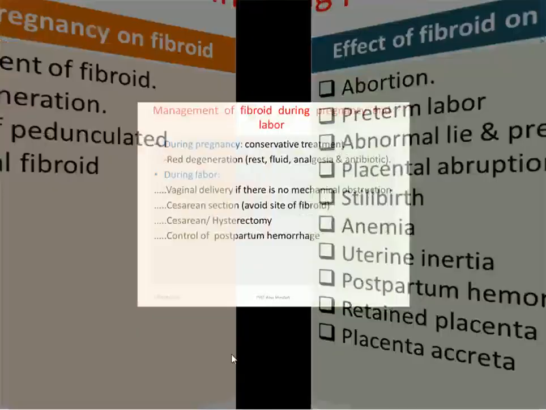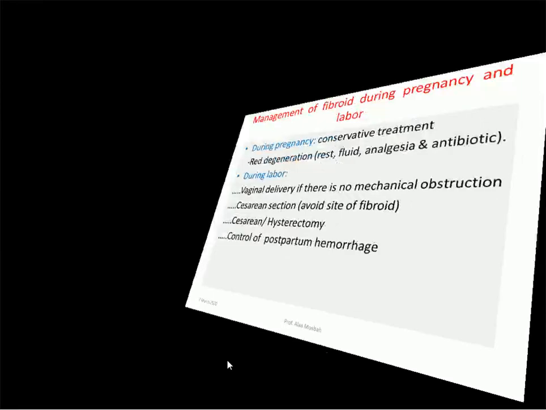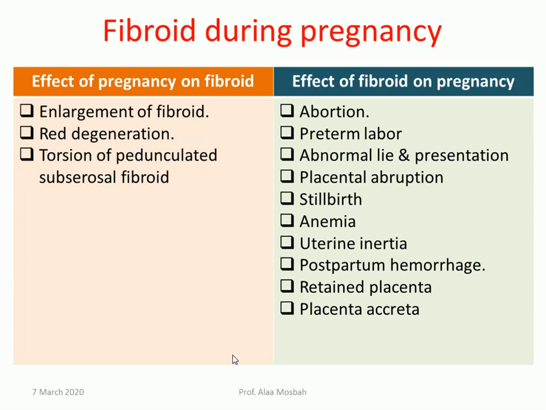What is the effect of fibroid on pregnancy, and what is the effect of pregnancy on fibroid? Effect of pregnancy on fibroid: because of the large amount of hormones, there is enlargement of the fibroid. Also, red degeneration may happen because it is very specific to pregnancy. Also, because of the growing uterus, torsion of a pedunculated subserosal fibroid may happen.